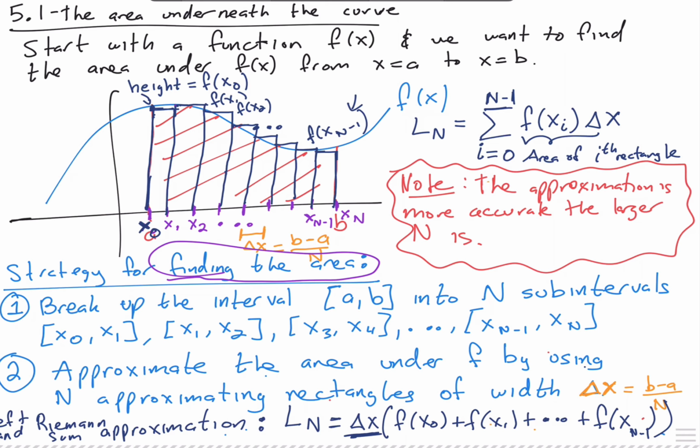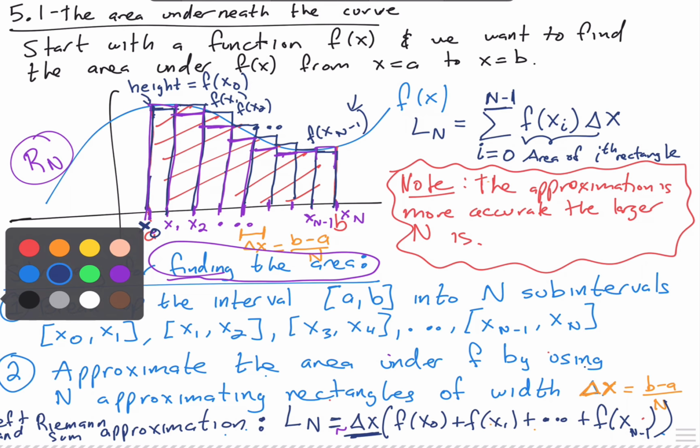So notice here, if I do the right sum on top of it, it's pretty close right here, right? But already you can see it's kind of off. For most of it, the difference is quite a bit, but the difference gets smaller as the number of rectangles gets larger. So in the purple is R sub n, in this case R sub 8 in the picture, and in the blue is L sub n.